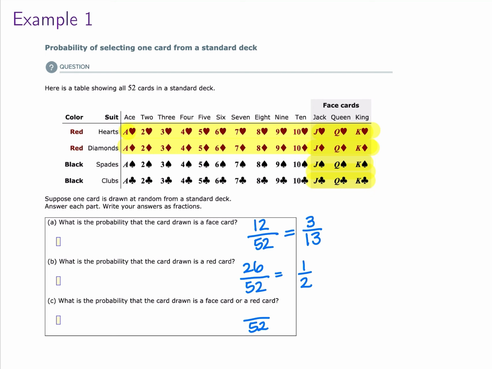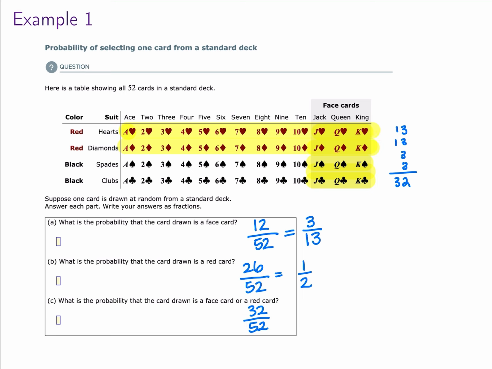Each row has 13, so that's 13 plus 13 plus 3 in the spades row and 3 in the clubs row gives us 32 total. So 32 out of 52 is the probability that the card is a face card or a red card, one or the other, or possibly both. Notice these 6 cards right here are actually face cards and red cards, okay?